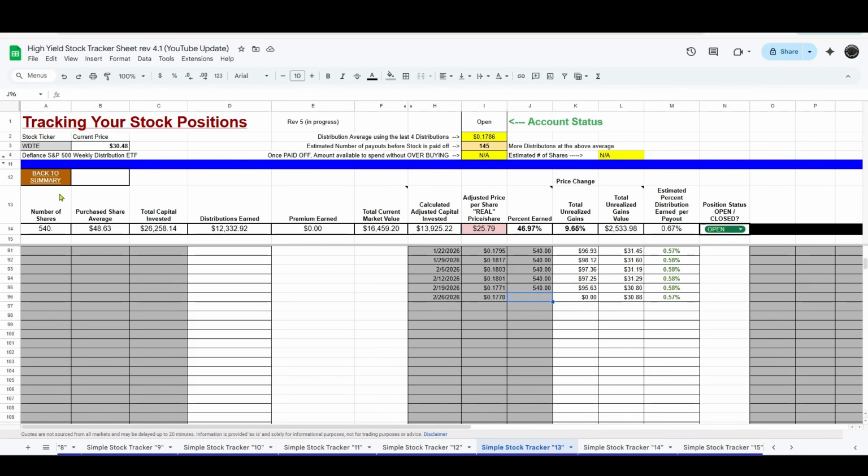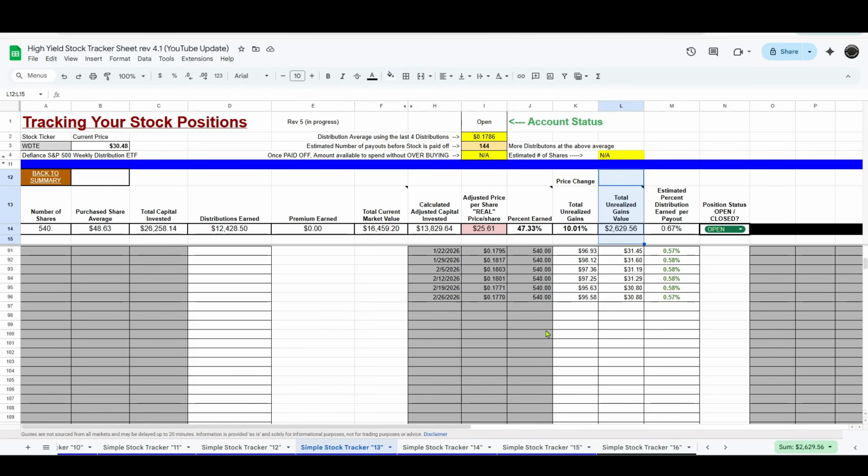$1,382. WDTE, we're at 17 cents this week for the distribution, and I have 540 shares. Therefore, that real price per share of $25.79 now becomes $25.61, and that current price of $30.48 means if I were to sell all my shares at that price, I would make $2,629. Now, as you noticed, a lot of these have been positive, and we have more than exceeded the few losses that I was showing.